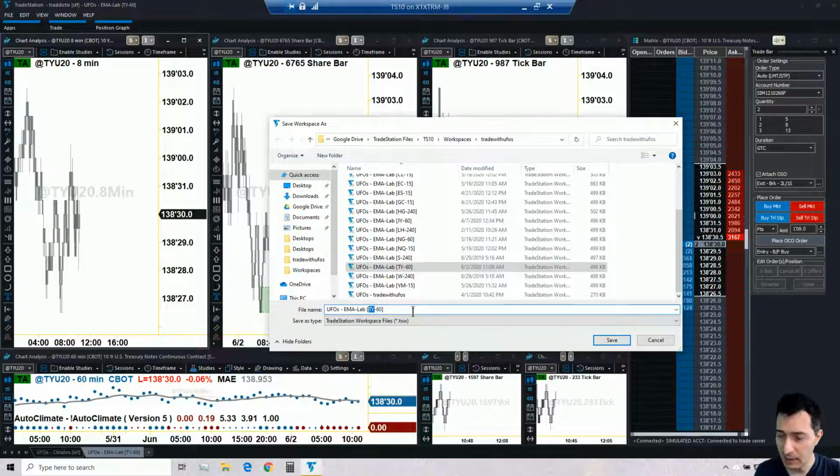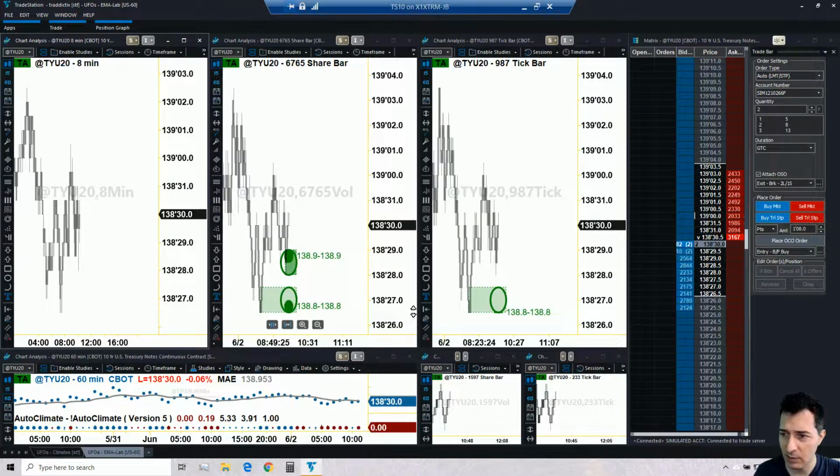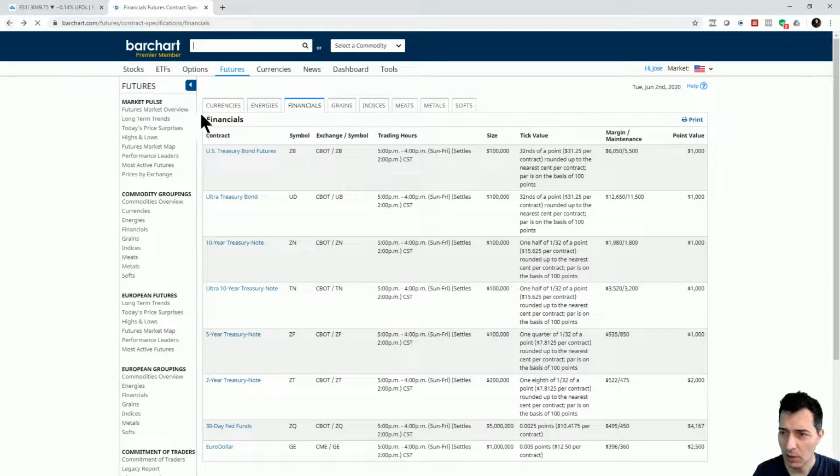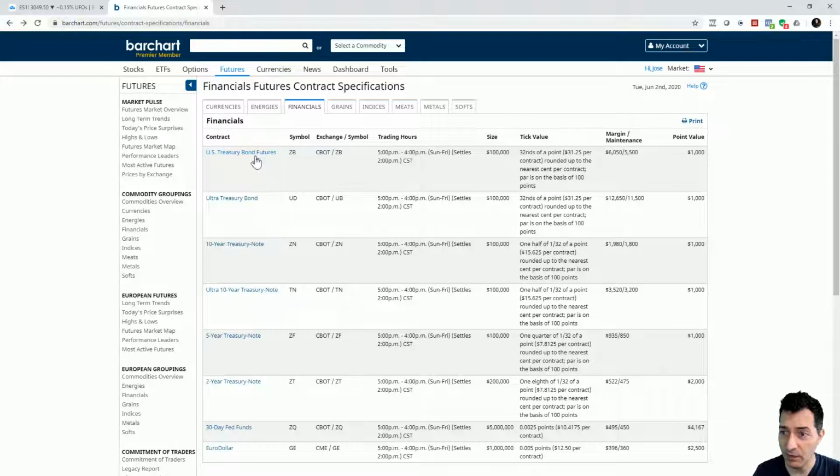Okay, it's a very similar product, and price direction is extremely correlated with the 10-year note, but it's not the same. So again, let's do the same process we did before. We're gonna come to bar chart. We're gonna look at the bond futures. Okay, the bond futures is the 30-year.